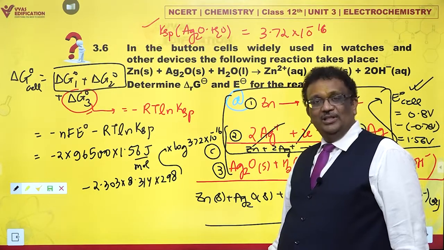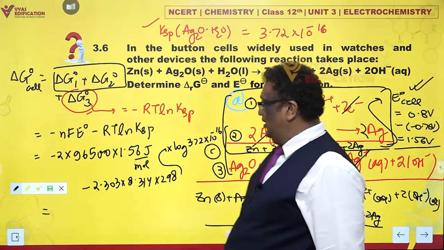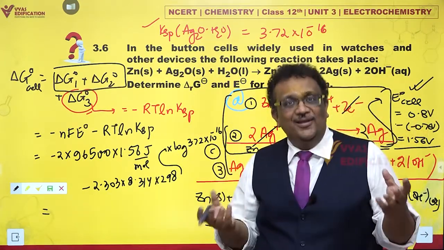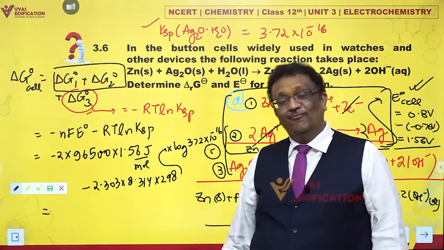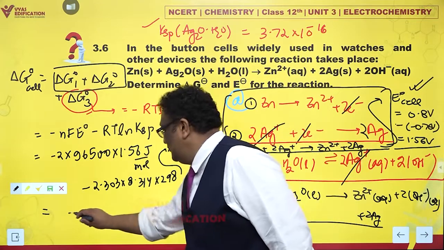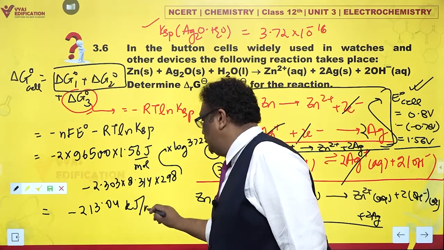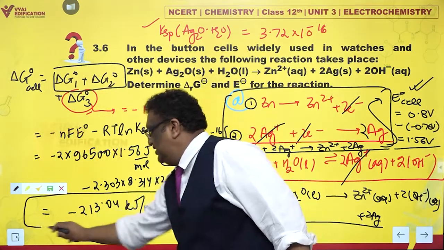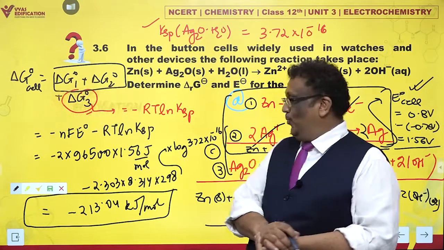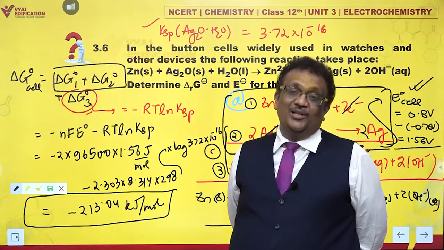What does all this exercise give me? I get delta G0 cell. All you need to do is now to substitute and calculate. Fanciful. And what does it come out to be? Minus 213.04 kilojoules per mole. This is delta G0 cell. Oh my God, that's a dirty calculation. It is one dirty calculation, but yes, you do get the answer.